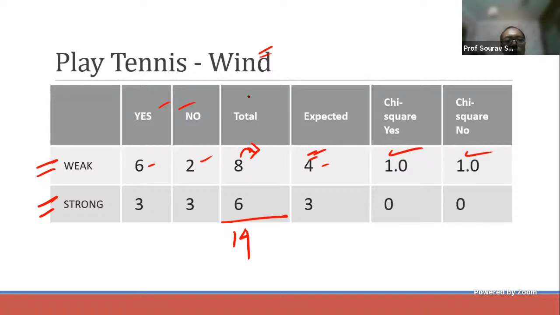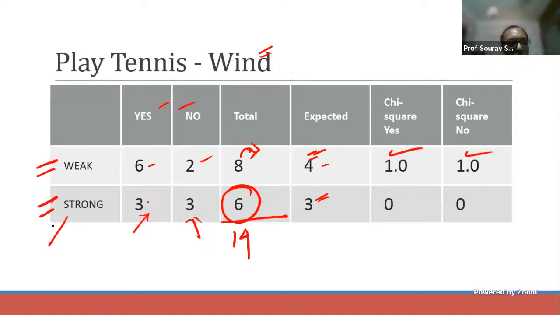So for the case of this wind storm, I had 6 cases, of which 3 said yes and 3 said no. So 2 decisions, 6 by 2 is 3. So observed is 3, expected is also 3. 3 minus 3 whole square is 0. So 0 by 3 is 0 once again. And here also 3 minus 3 whole square is 0. So 0 by 3 once again is 0.